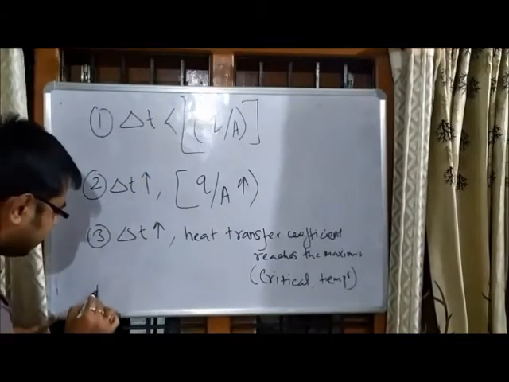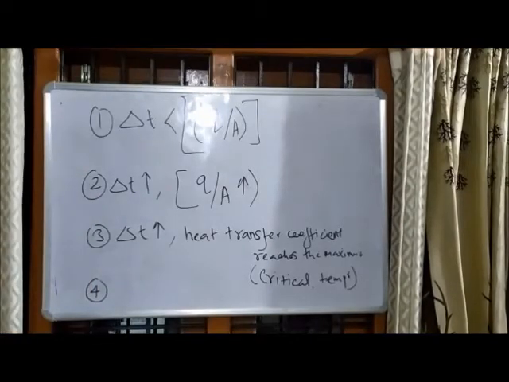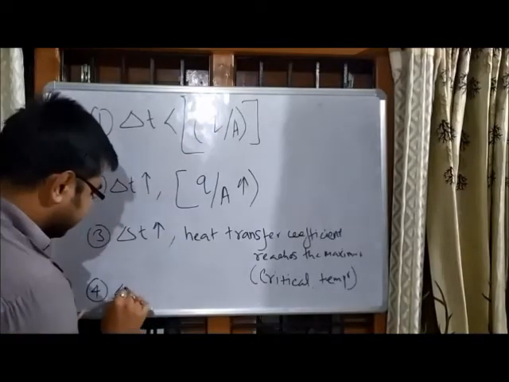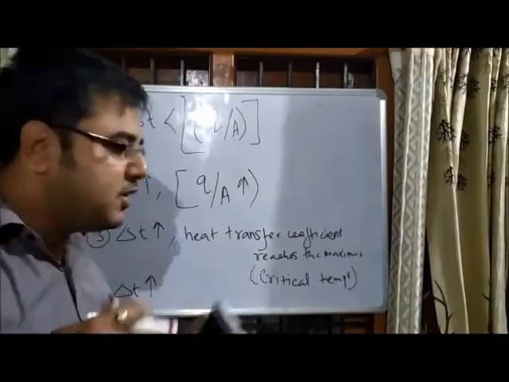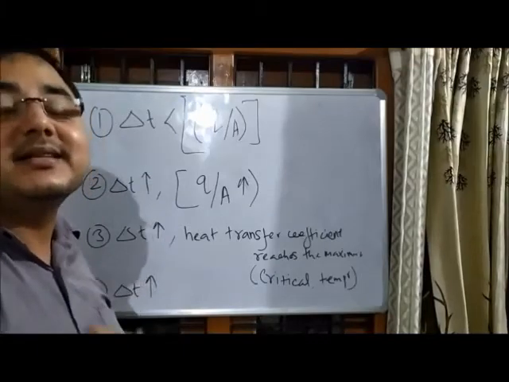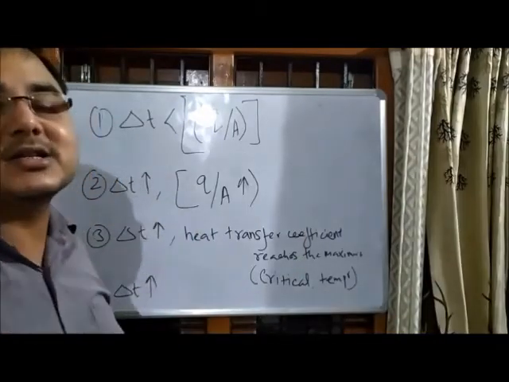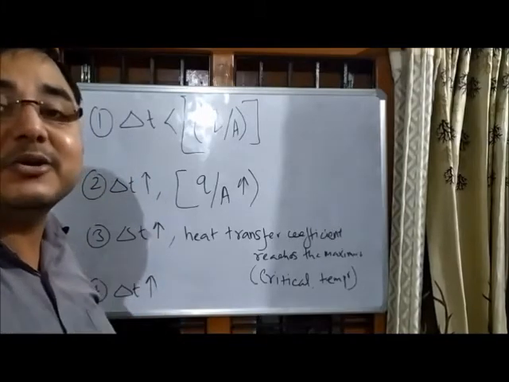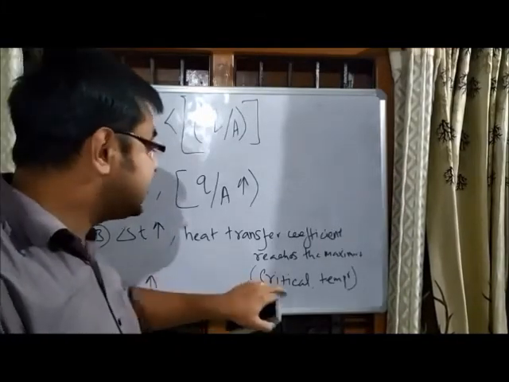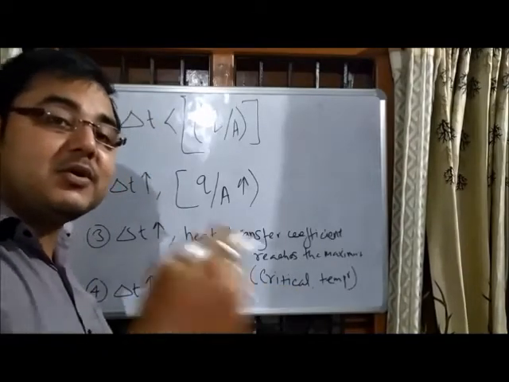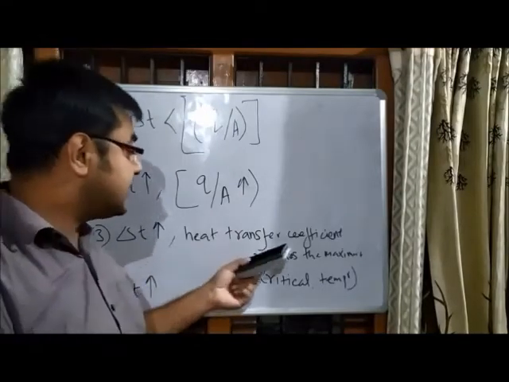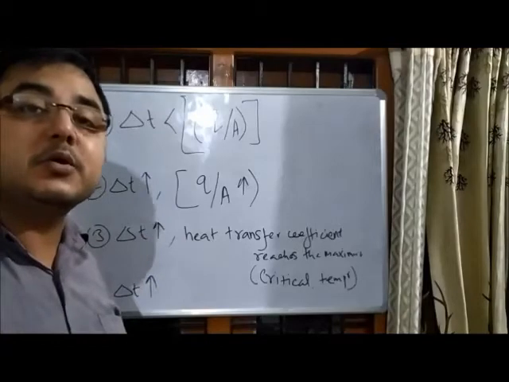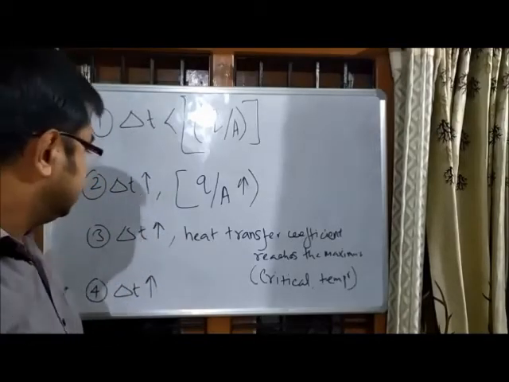And the last condition, number 4: beyond the critical temperature, what will happen? Suppose delta T has gone so high that it has crossed beyond the critical temperature. At this stage the rate of heat transfer will get slower. Till it reaches the critical temperature the heat transfer goes high, but once it has reached the maximum, afterwards the heat transfer process will go slow. Is it clear now?